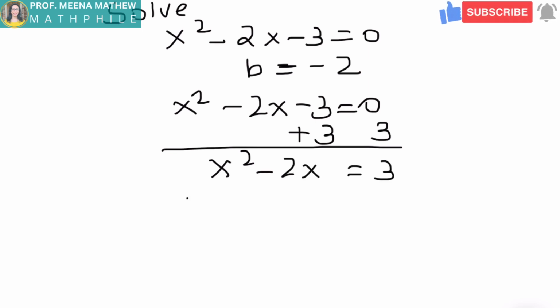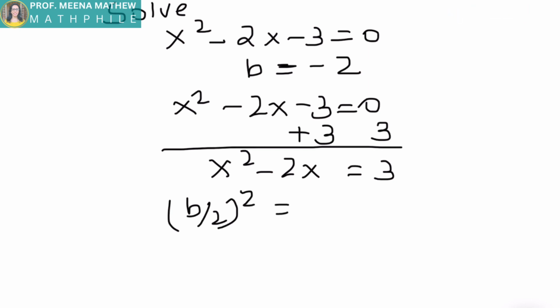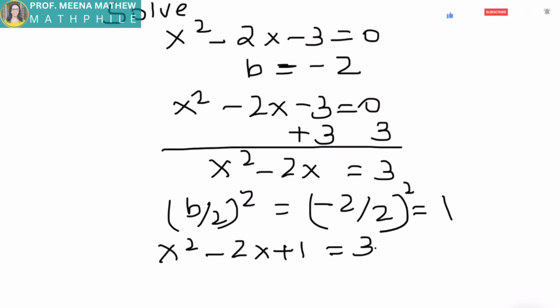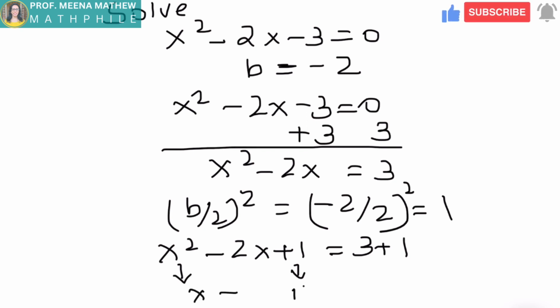So again our magic number is b by 2, the whole square. That is what we need for getting a perfect square on the left side. Our b value is negative 2, and negative 2 squared is 1. So I'm going to add this 1 to both sides of the equation. X square minus 2x plus 1 equals 3 plus 1. Then we get a perfect square on the left side, that is x minus 1 to the power 2 equals 4.